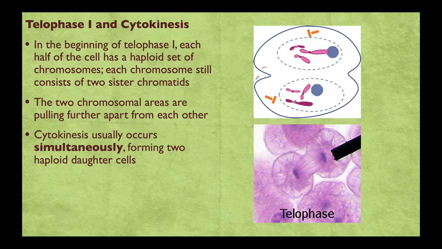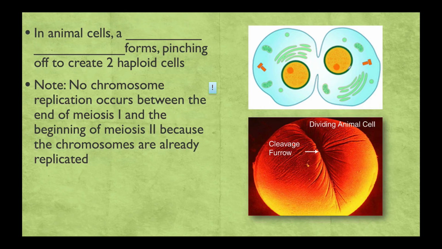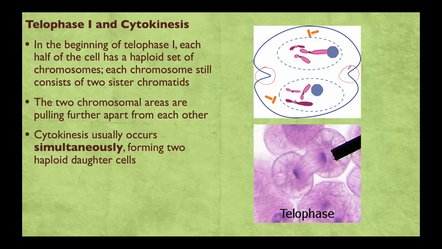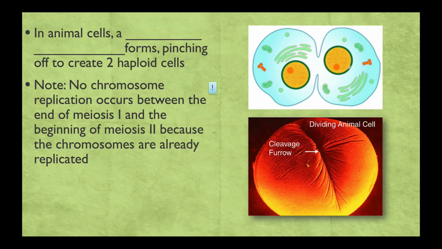Cytokinesis starts. We're well aware what that is at this point. That's the folding inward of the cell membrane, eventually to the middle where it separates the two cells, okay? All right, so now we've got two cells that are haploid. A cleavage furrow still exists in these meiotically dividing cells as well.